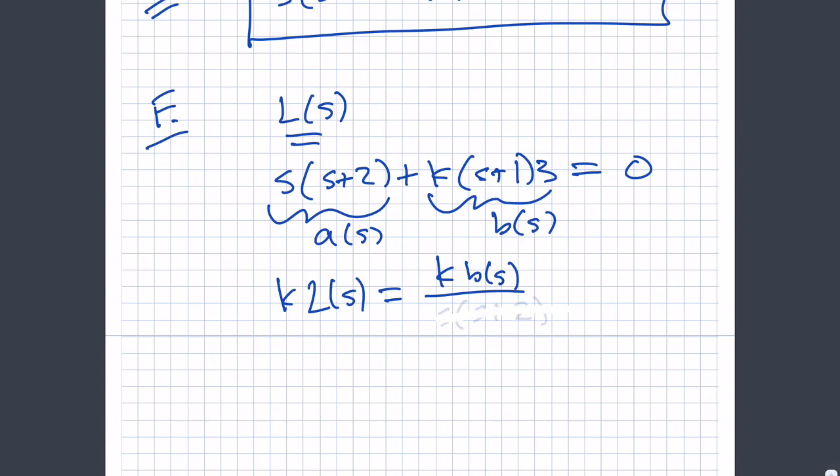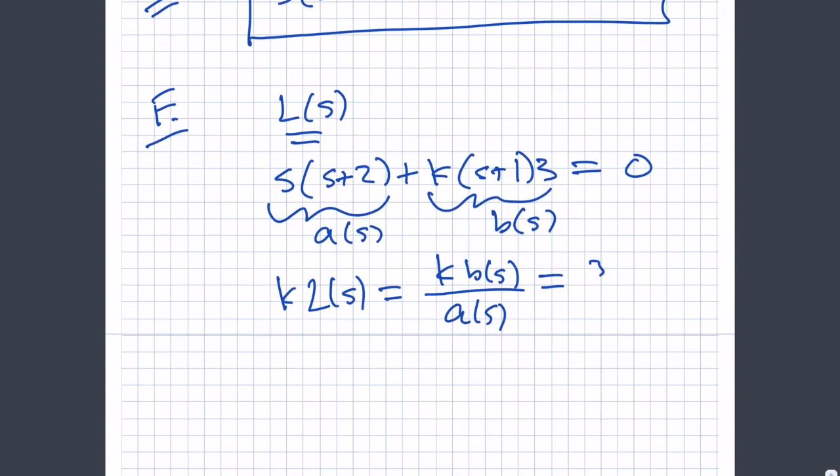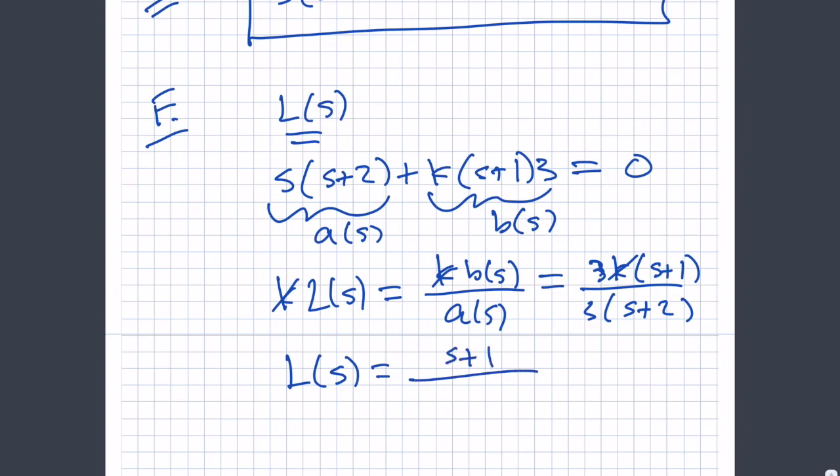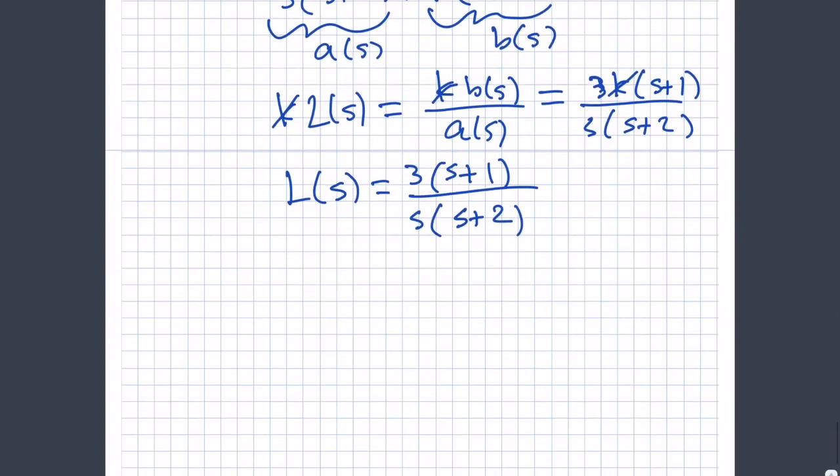Well, let's write A of S, which in this case is 3K times (S plus 1) over S plus 2. So the K's divide out, and we get that L of S is (S plus 1) times 3 over S plus 2. Okay?